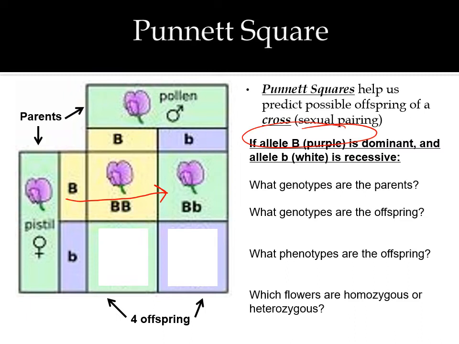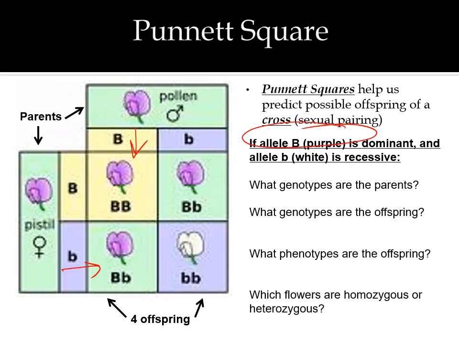And we're going to proceed like that. Just see where these letters match up. On the bottom left, it would be where mom's little b matches up with dad's big B. So the offspring would be big B, little b. Remember, you write the uppercase letter first. And the bottom right is where each parent would be giving potentially a little b. So this would be a little b, little b combination.